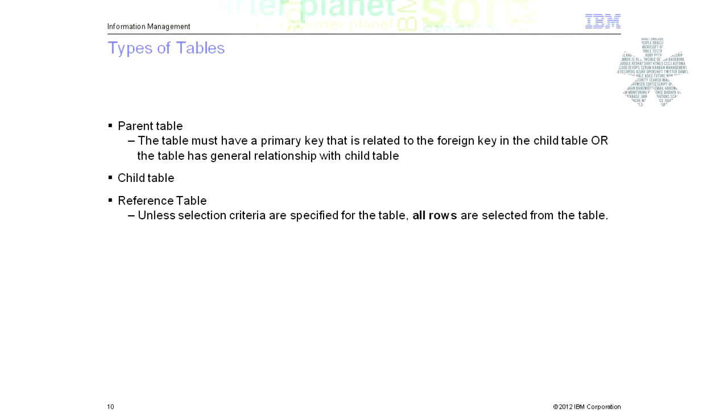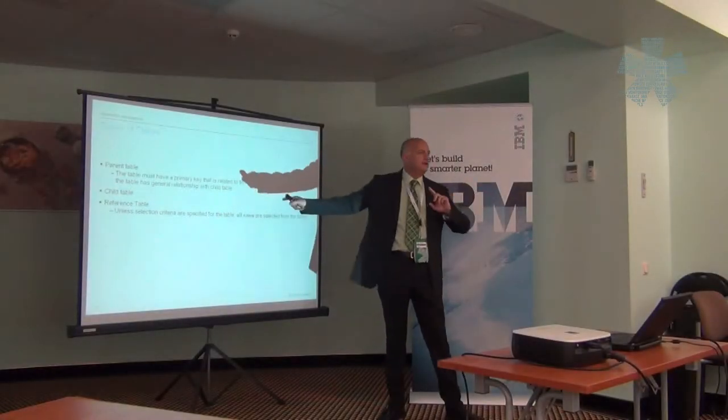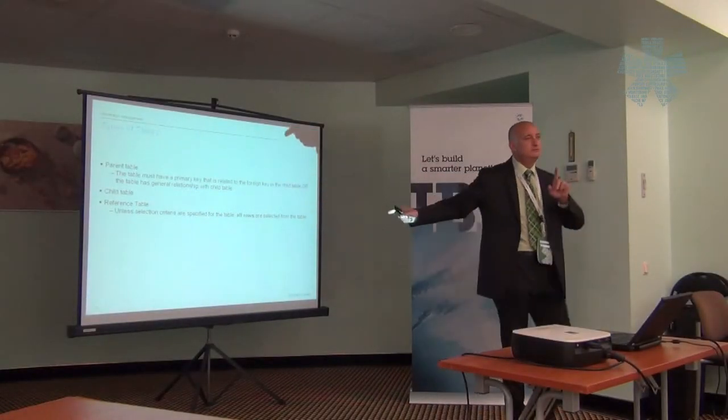Some repeating, we have some tables. We describe the types which we will use in our use case. The parent table has the primary key. The child table has the foreign key. And the reference table is the code table. Do you remember the name of the reference table for customer?